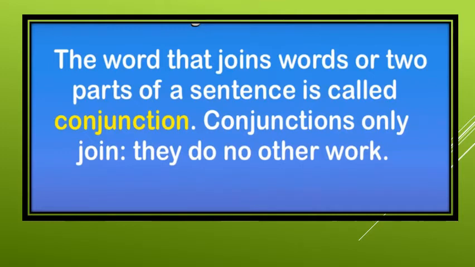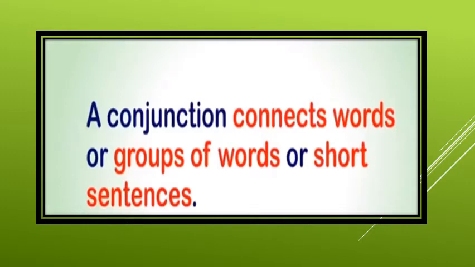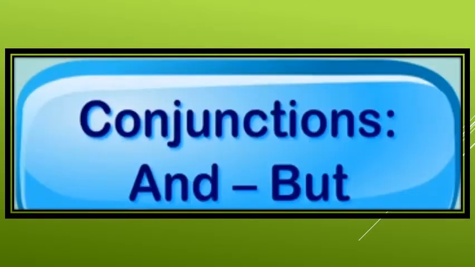So, a conjunction is a word that joins words or two parts of a sentence. Conjunctions only join, they do no other work. You have to keep this in your mind. In short, a conjunction connects words or groups of words or short sentences. So, today I'll tell you the usage of the conjunctions and, but.